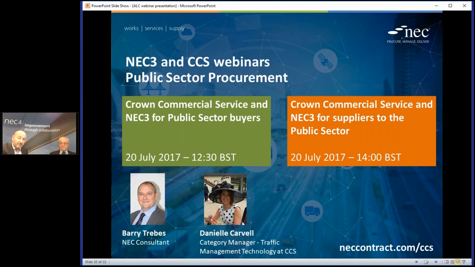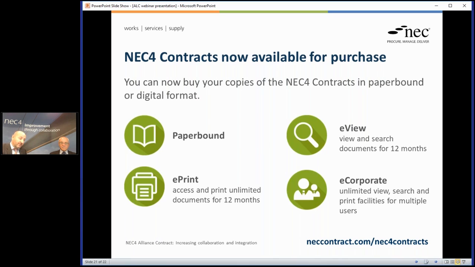And then the final thing to cover off: last Thursday we had the formal launch of the NEC4 contracts. They're now out there. They're available to buy, hard copy, e-print, etc. If you would like to get hold of copies of those contracts, do contact the NEC at their website, and they'll be happy to help on that.